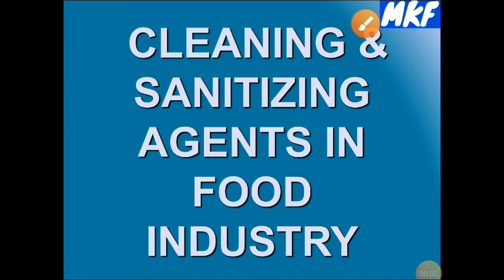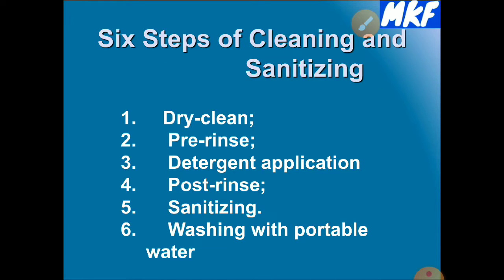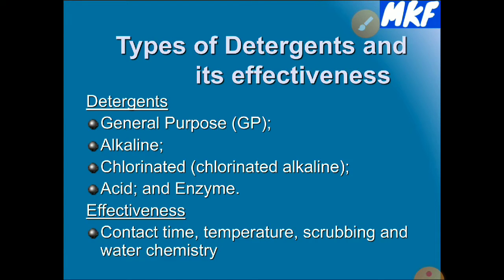Cleaning and sanitizing agents in the food industry. There are different kinds of detergents available in the industry, especially in the food industry. Detergents are based on general purpose, alkaline, chlorinated alkaline, acid, and enzymes. The effectiveness of detergents depends on contact time, temperature, scrubbing, and water chemistry. So many factors can influence a detergent's effectiveness.